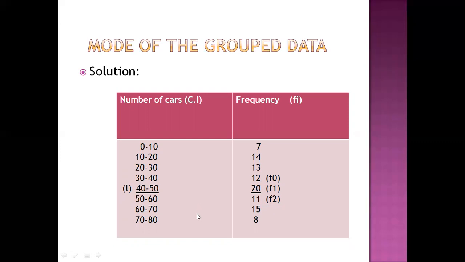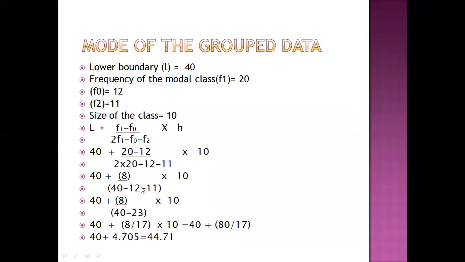Now, see the calculation part. That is, lower boundary is equal to 40. Frequency of the modal class F1 is equal to 20. F0, that is frequency of the preceding modal class, is equal to 12. Then frequency of the succeeding modal class, that is F2, is equal to 11. Then size of the class is 10. I already said these are the exclusive classes. So 0 to 10 means exclude 10 and count the numbers from 0 to 9. They are exactly 10. So size of the class is 10.